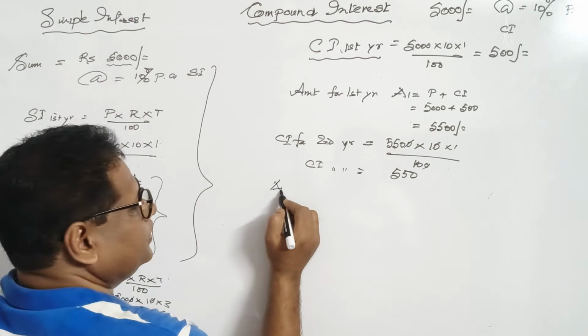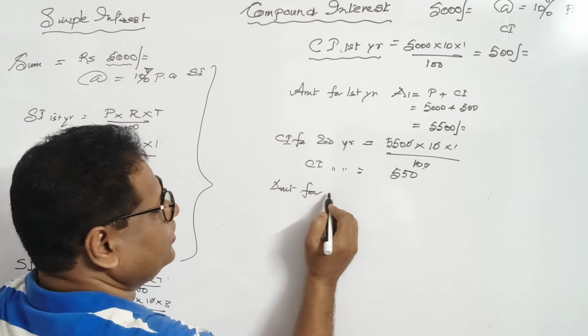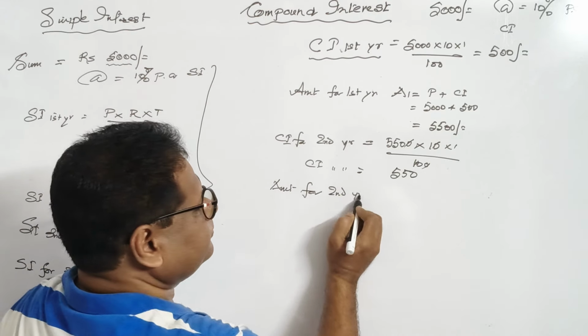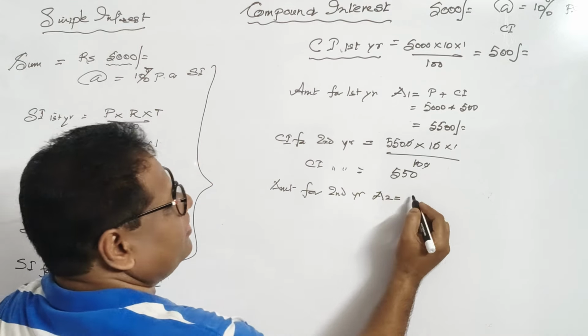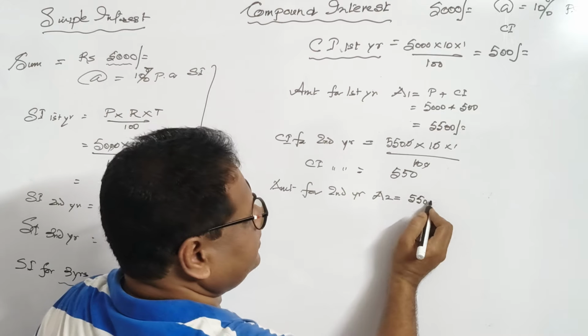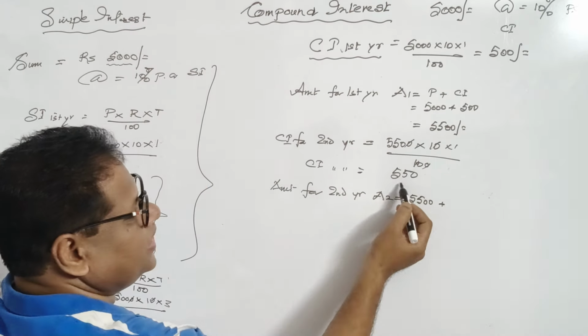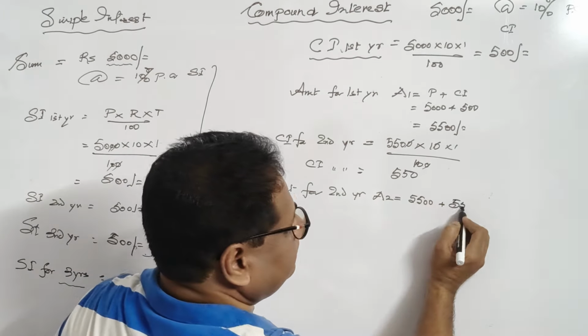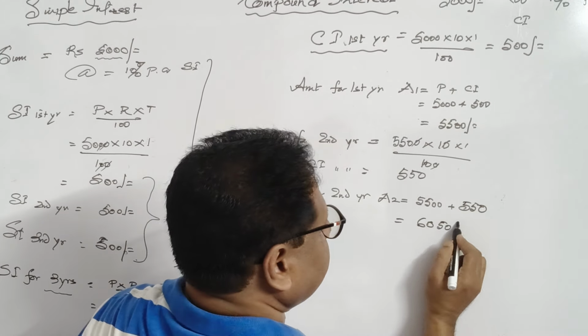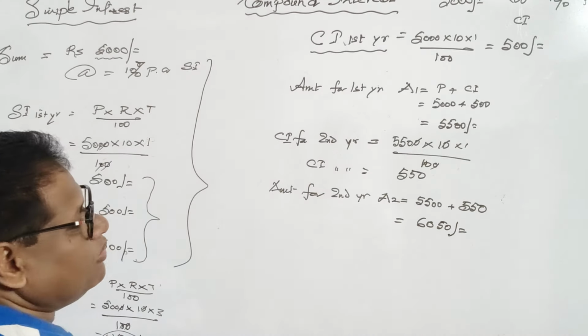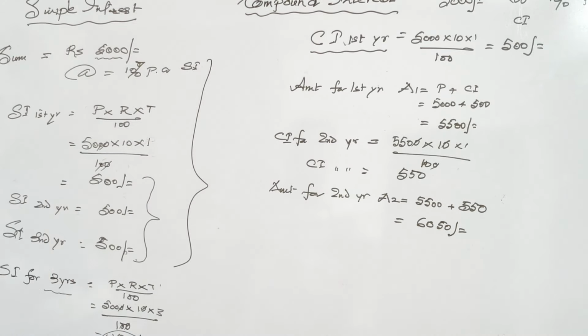Again, the amount for the second year, that is A2, the principal we took as 5,500, right? And the interest came as 550. So it comes to 6,050. This is the amount at the end of the second year.